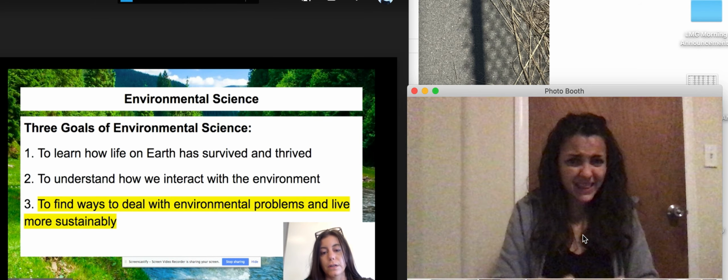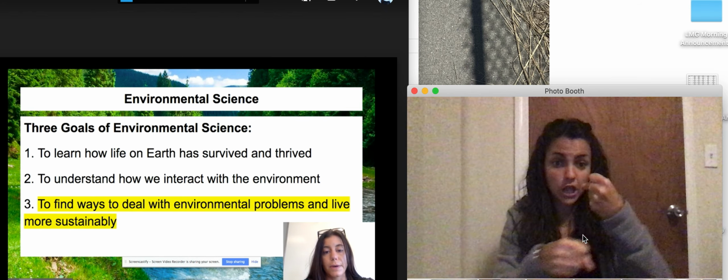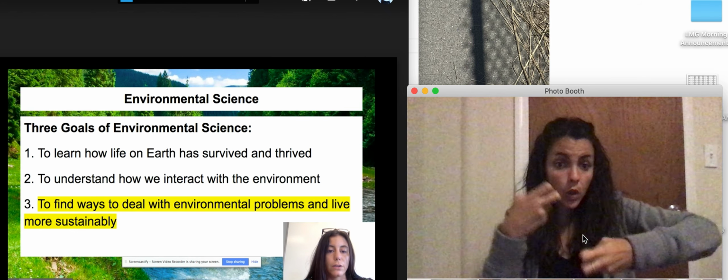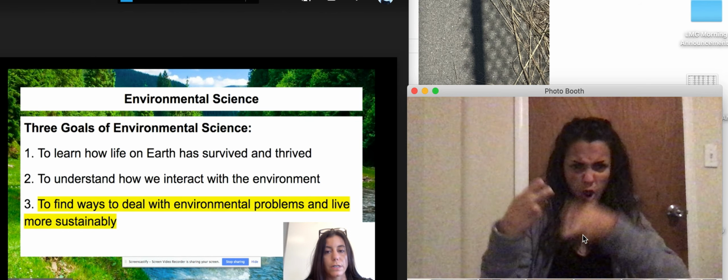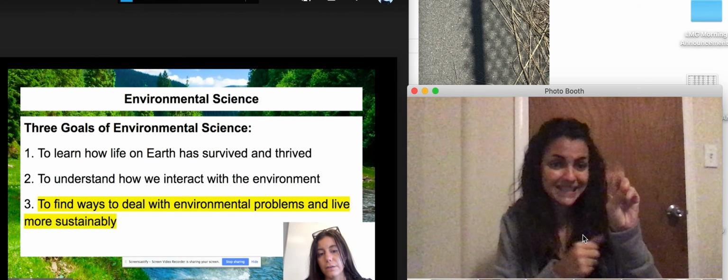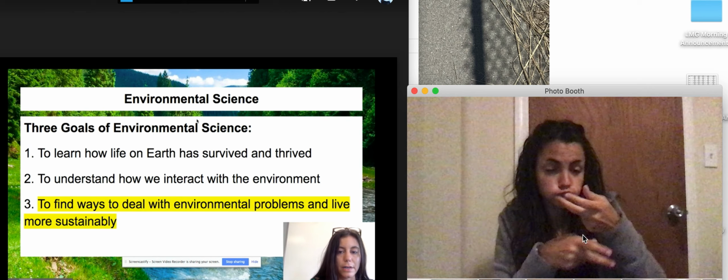Throughout this whole year, we're going to be talking about environmental problems. We are going to talk about possible solutions. How do we live more sustainably? Sustainability is more towards the middle end of the curriculum, but throughout the year, we will be touching upon it.